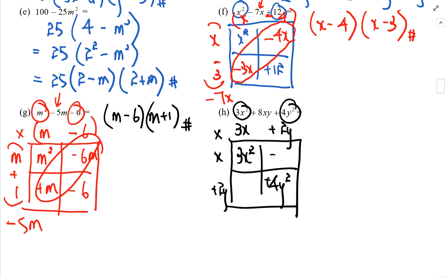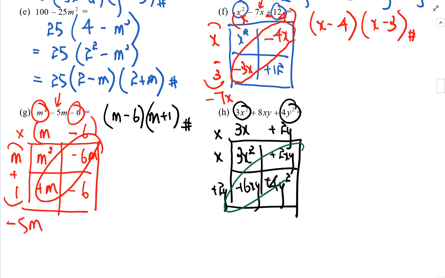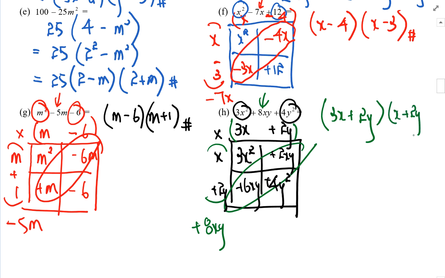2y multiplied by x will be a positive 2xy. Bottom left box, positive 6xy. Let me check the diagonals now. Hey, the diagonals sum up to positive 8xy, which is what we want in the middle. Very good. Write the bracket on top. Write the bracket by the side. Alright, you have (3x plus 2y)(x plus 2y). And we are done for factorization.